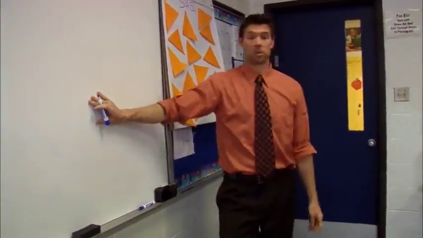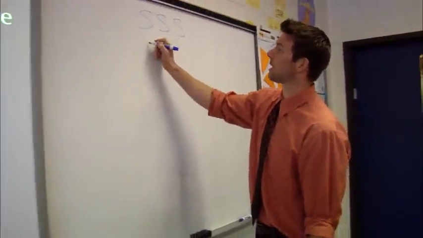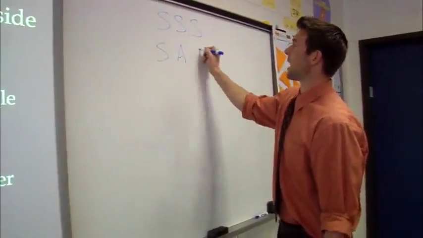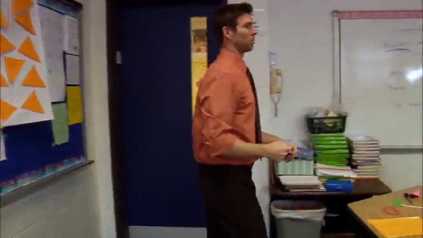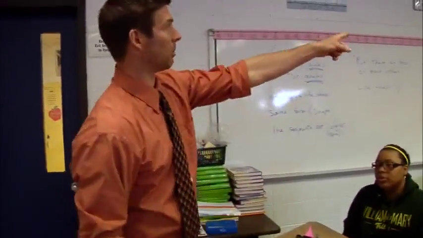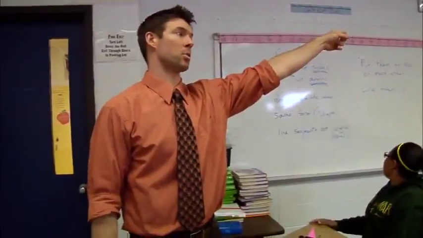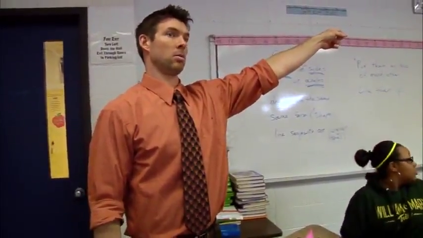In the middle. Okay, so that's going to be important. So we did side, side, side. We did side, angle, side. What do we notice from our yellow? It's way back there, but what do we notice with the side, side, side? What happened with your triangles? Were they congruent?